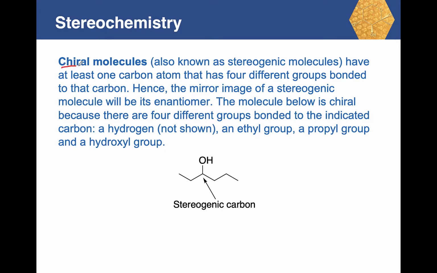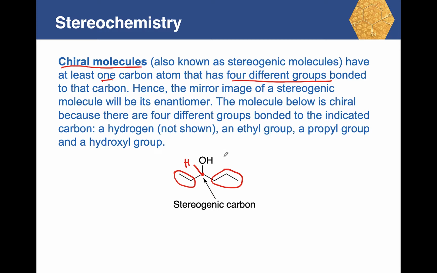So here's the definition. Chiral molecules, also known as stereogenic molecules, have at least one carbon that has 4 different groups bonded to that carbon. So let's look at this. Here's a carbon. It has an ethyl group right here. It has a propyl group here, and it has a hydrogen that's not shown. So it has 4 different groups.